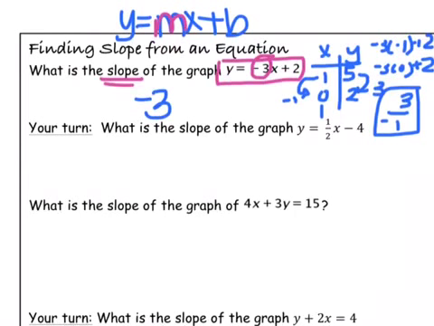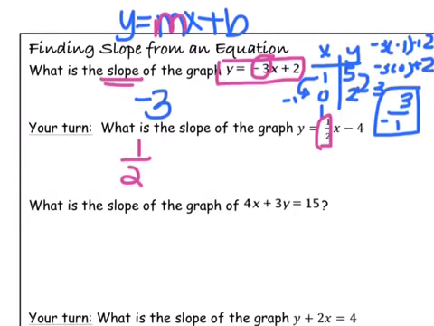Did you decide to make a table or did you just do the cheat? I'm going to do the cheat. So I know that the slope is always squished next to the x. It's right there. The slope is 1/2. You could have built the table. I'm not against that. But this is much quicker. And I like to be quick.